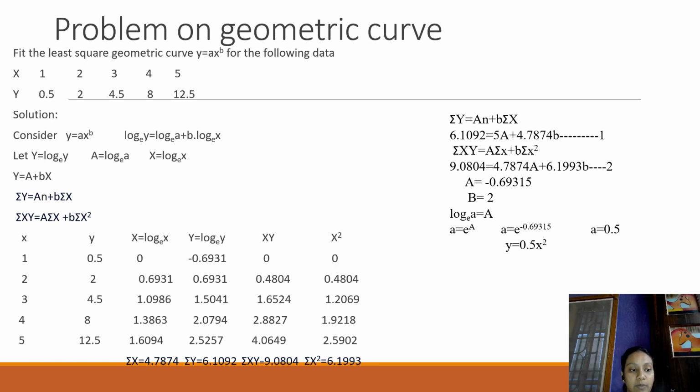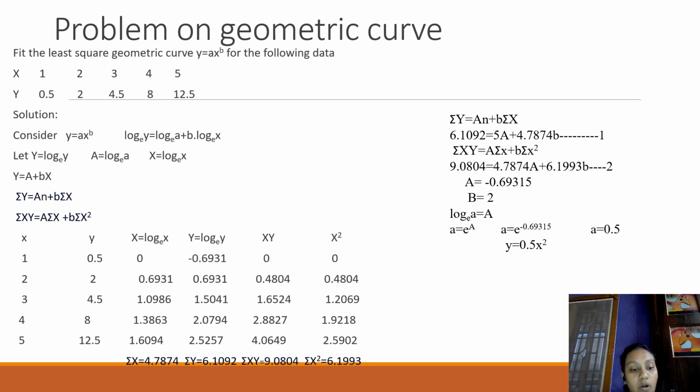Now by adding summation, we get summation of capital Y equals capital A into n plus b into summation of capital X. Now, by multiplying capital X into the above equation, we get summation of capital X into Y equals A into summation of X plus B into summation of X squared. Now, we are going to write down the given values of x and y in a table format and find out the values of capital X, capital Y, capital X into capital Y, and capital X squared.